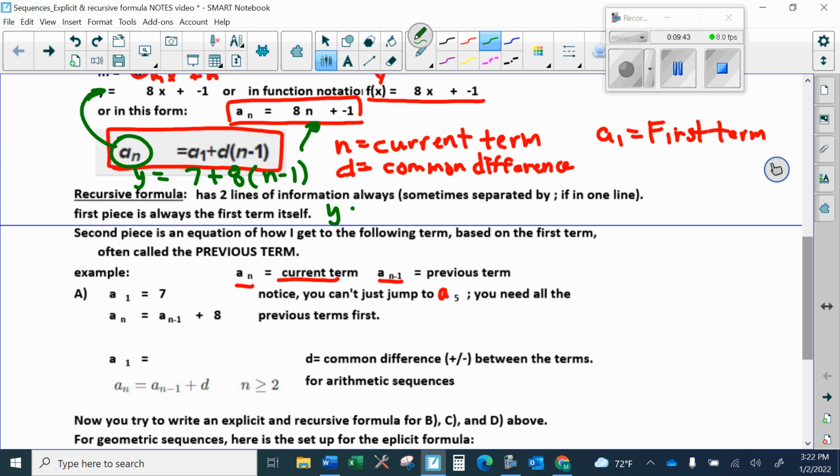Remember, I need to distribute the 8 through. So I have 7 plus 8 times n is 8n, and 8 times -1 is -8. Okay, so now I need to combine like terms. And what do I get? Y equals 8n, and what is 7 minus 8? -1. The exact same thing that we have right up here.